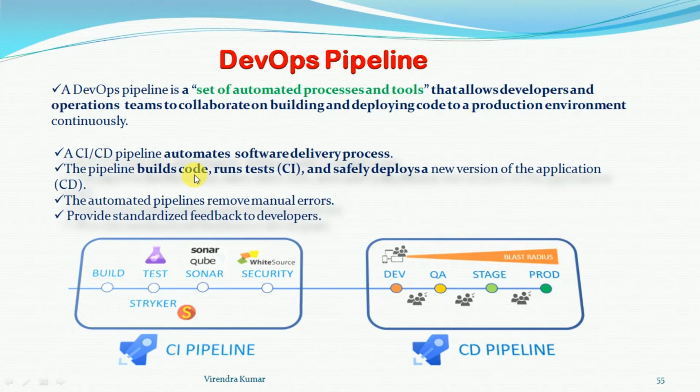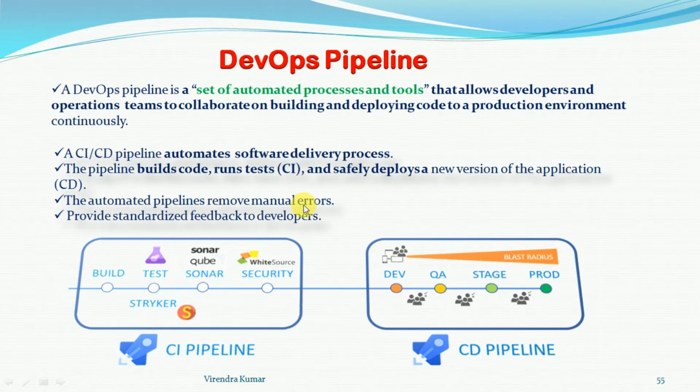A pipeline builds the code when a developer writes code. The source code is there, so he will push the code to some repository. From there, the CI/CD tool will pick the code and the pipeline will build the code. It will run the tests, the continuous integration tests, and safely deploy a new version of the application in the production environment, which we call continuous delivery. So that is all an automatic process. No human is required to do that. Only the initial configuration and setup is required.